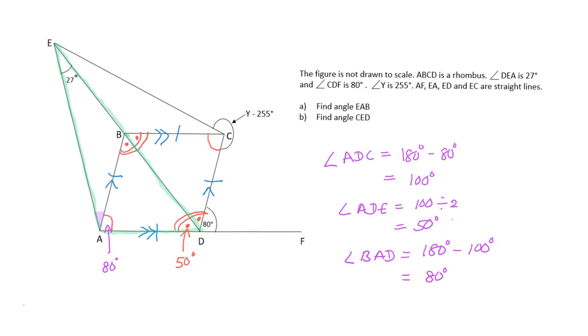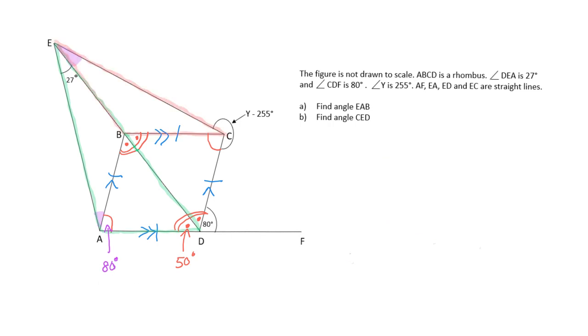Okay, so we know that angles in a triangle add up to 180 degrees. So therefore, to find angle EAB, we can simply add up these three angles and subtract it from 180 degrees. Therefore, the answer to question A is 23 degrees.